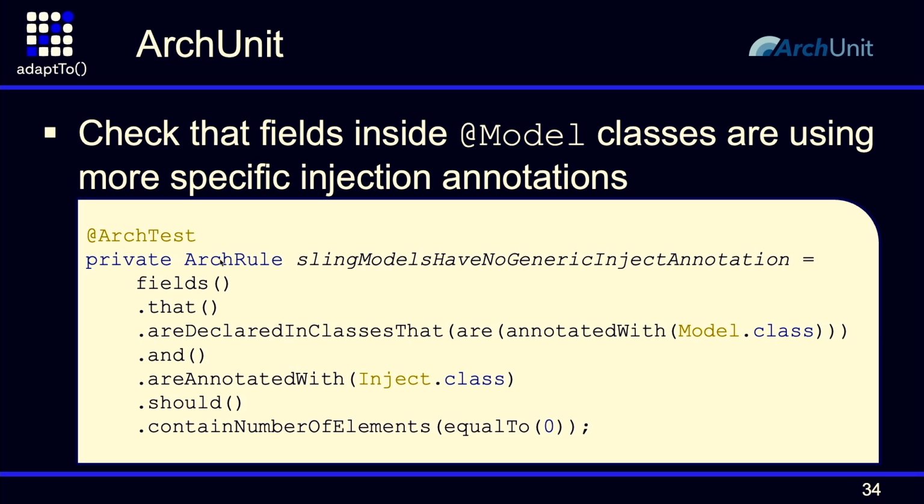Let's make it more practical and look at an example. So here we do a simple check, and we see that all fields inside a Sling Model class, annotated with @Model, are using a more specific injection annotation other than @Inject. So we want to enforce that all developers in all models are using value map values, self, OSGi services, and so on. So it's a really simple test that enforces that all models are using the same principles.